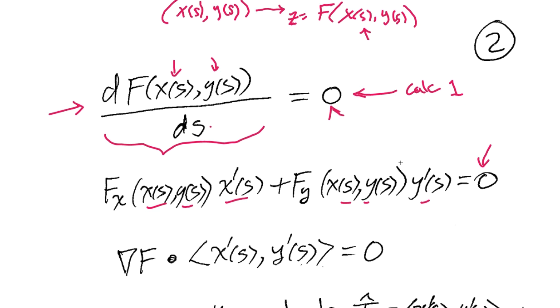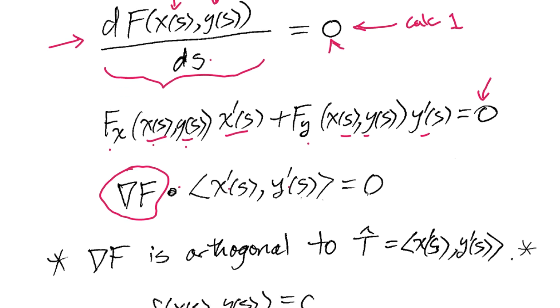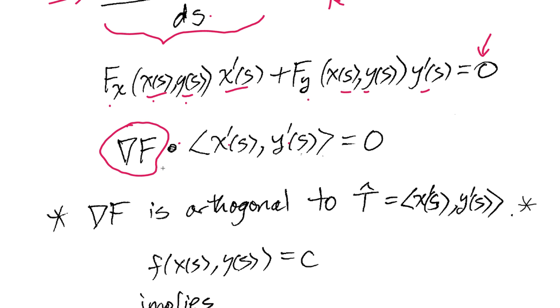Now I'm going to rewrite this in a form that's a little more convenient. Do you notice that this is actually F sub x, F sub y, evaluated at points on the curve? That is actually the gradient of capital F evaluated at x of s, y of s, dotted with x prime of s, y prime of s. If I take the dot product of these two, I get precisely what I have above, and that's supposed to be 0. Now, let's see what this implies. Since their dot product is 0, we're just dealing with two space here.